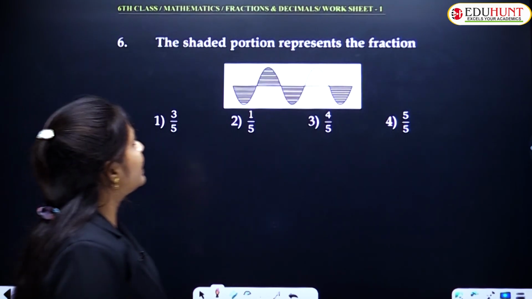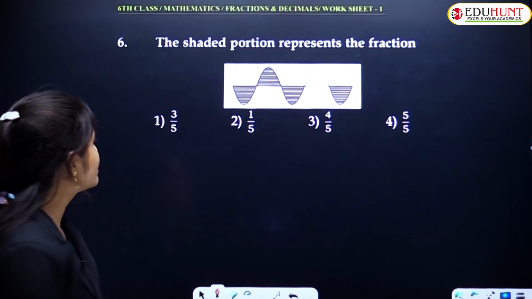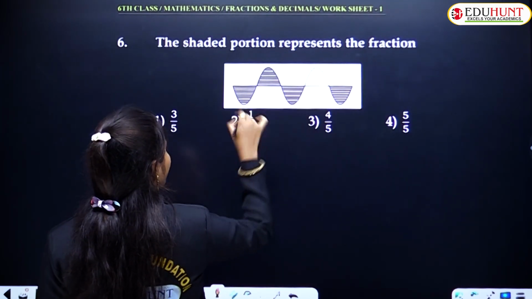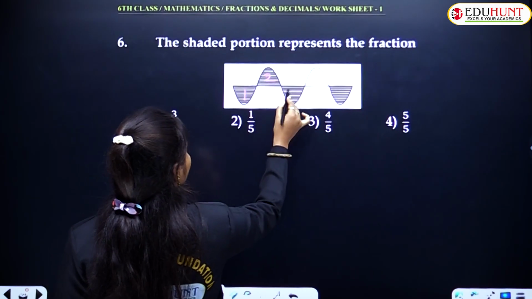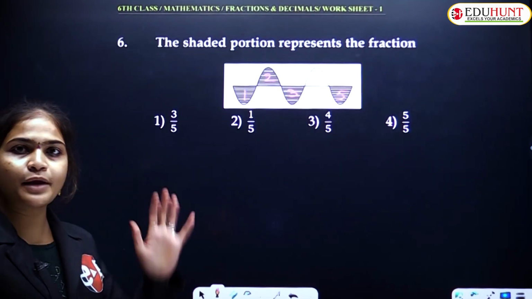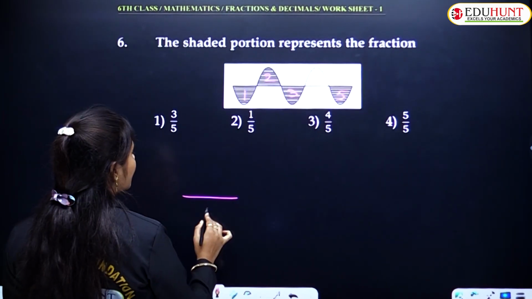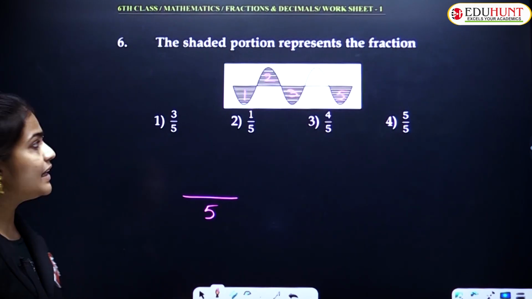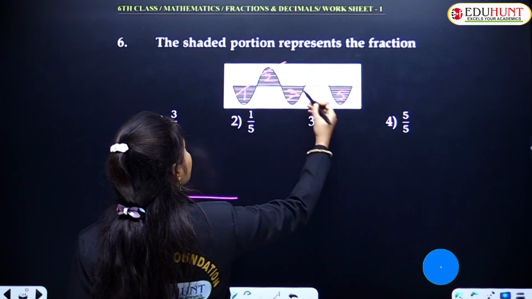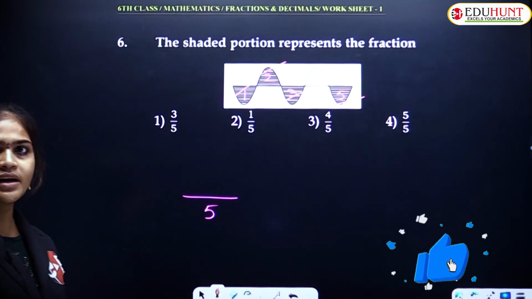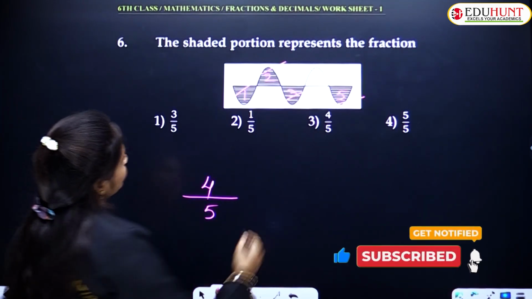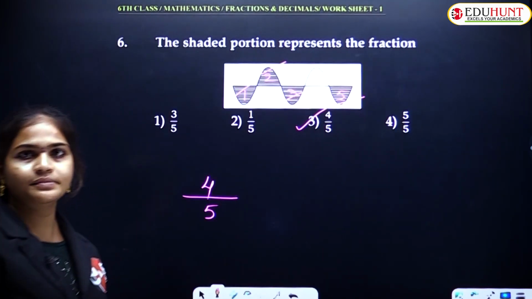Next, the sixth one. The shaded portion represents the fraction. So we have to find the fraction of the shaded portion. Totally how many parts are there? 1, 2, 3, 4, 5. 5 parts are there. In the denominator we have to write the total number of parts, no? And how many parts are shaded? 1, 2, 3, 4. 4 parts are shaded out of 5. Understand? So here 4 by 5. Clear? Yes.